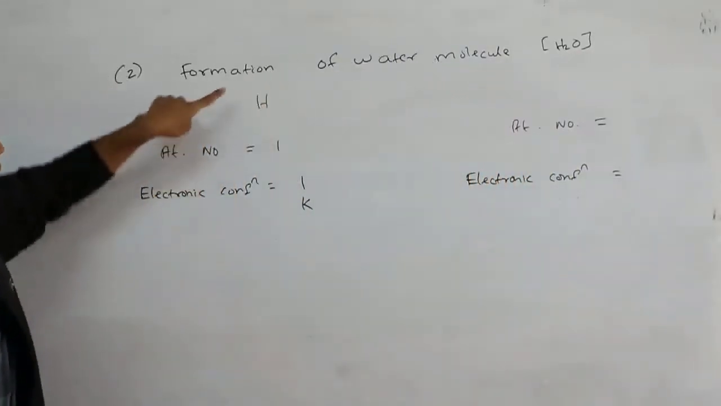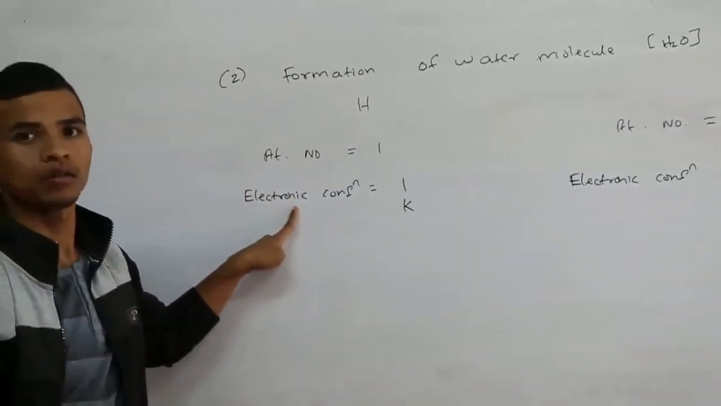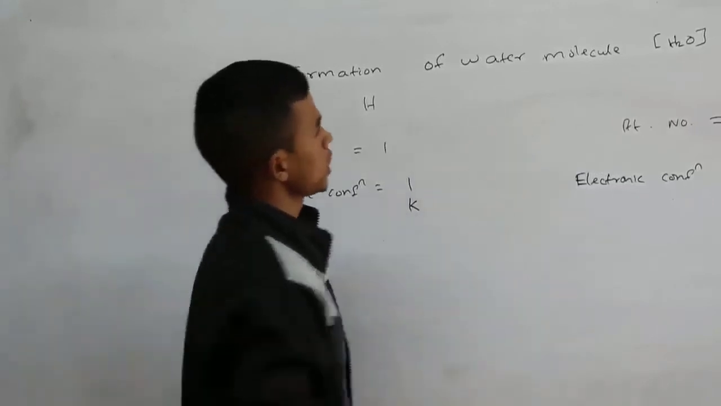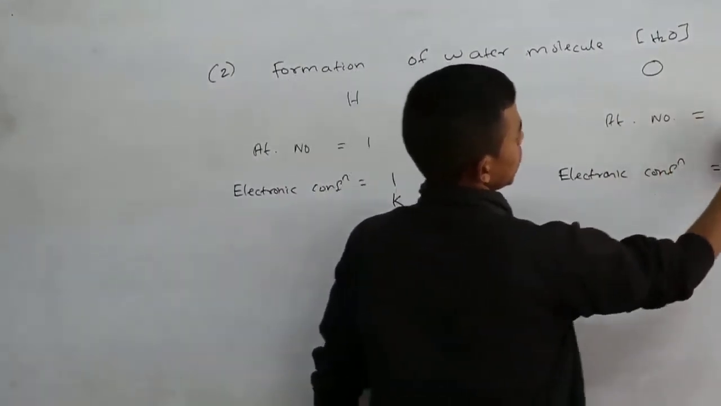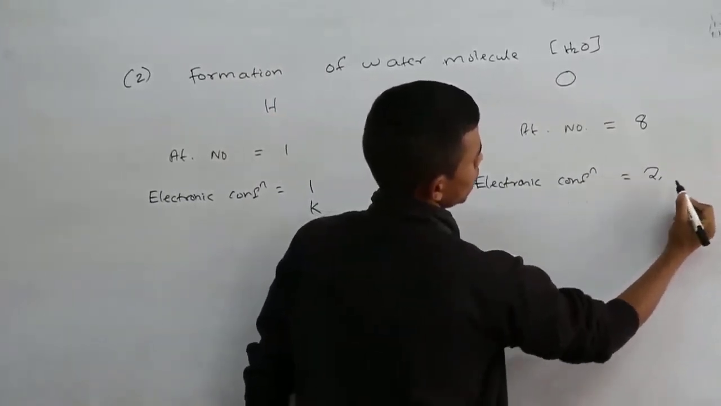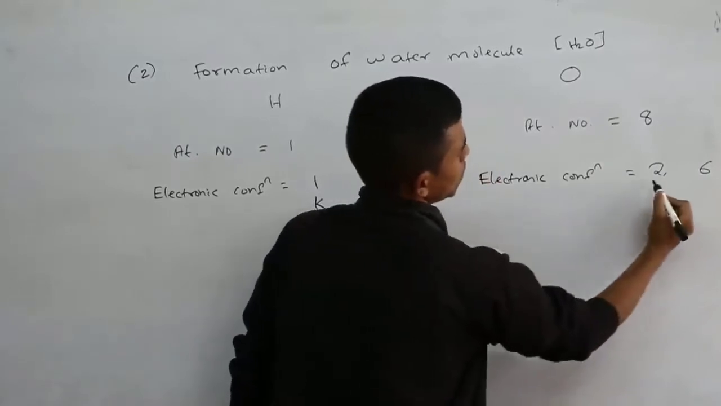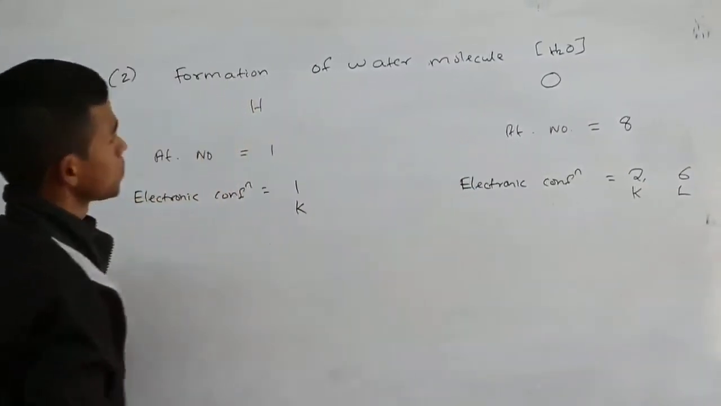Again, for hydrogen, we have, as before, atomic number and the electronic configuration. But for oxygen, the atomic number of oxygen is 8. So the electronic configuration would be 2 and 6 more to become 8. This is in the K shell. This is in the L shell.